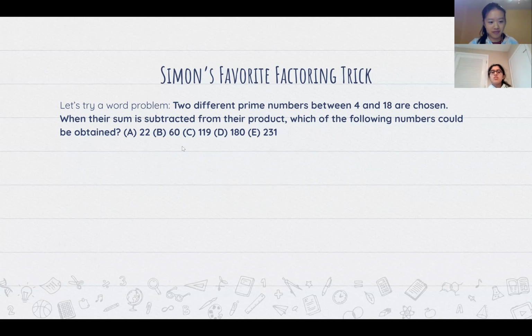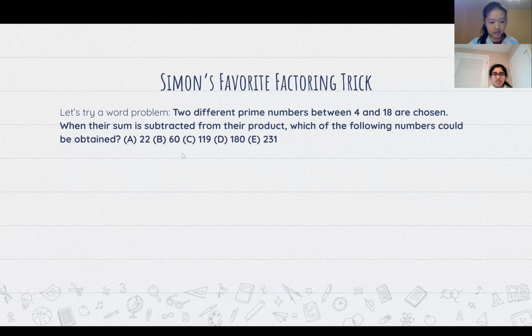Yeah, okay. So the word problem is: two different prime numbers between 4 and 18 are chosen. When their sum is subtracted from their product, which of the following numbers can be obtained? So first thing we have to do is set up an equation. So in the chat, what equation?